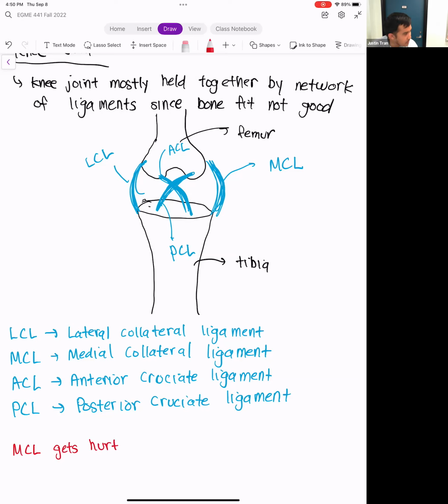Okay, because what the MCL helps to do is prevent excessive medial bending of your knee. Okay, and so this can happen a lot if you sustain an impact on the side of your knee. Let's say that you're walking and someone shoots a football and it hits you on the outside of your knee. The natural thing is that your knee is going to buckle inward. And so what makes sure that it doesn't buckle too much is the MCL.